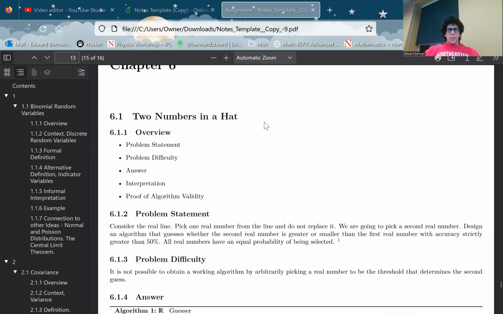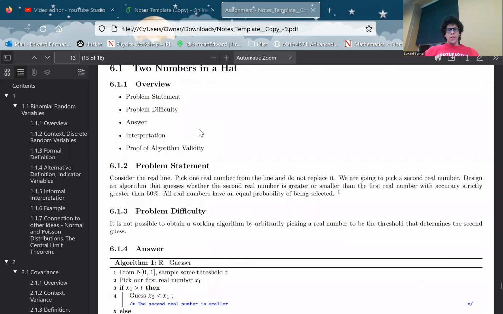Hello, I am Edward Berman, and today I'm going to be talking to you about the two numbers and a half problem. As an overview, I'm going to give you the problem statement, talk about the problem difficulty, answer the problem, and give an interpretation on the solution, and then I'm going to prove the algorithm's validity.